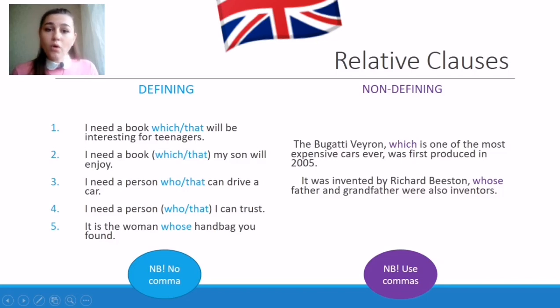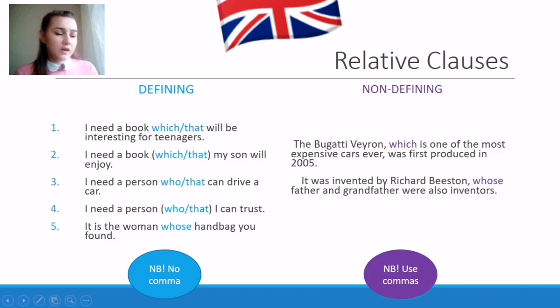We use who or that for people. I need a person who or that can drive a car. I need a person who or that I can trust. And again, you can omit who or that because you have the subject and the verb after the relative pronouns. So you may say, I need a person I can trust. So we use whose for possessives. Pay attention that we use no commas here in the defining type.